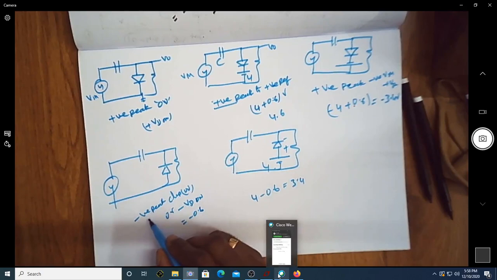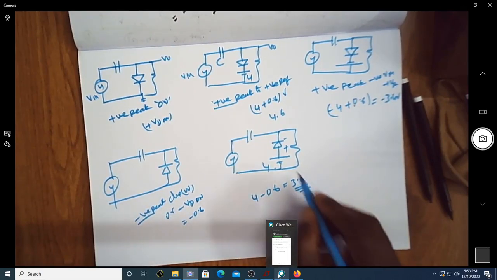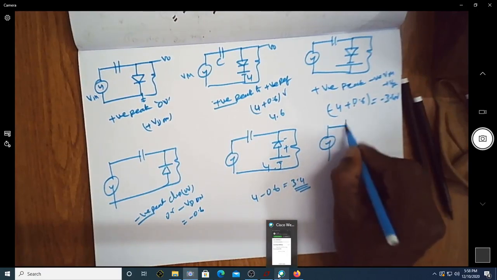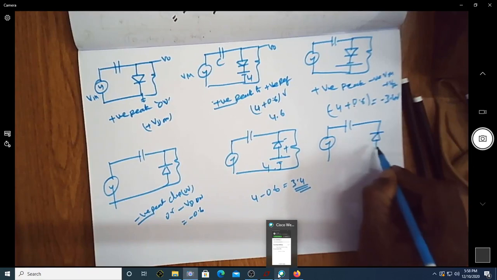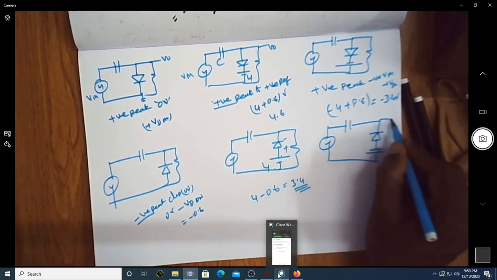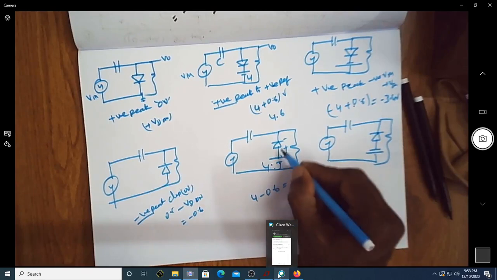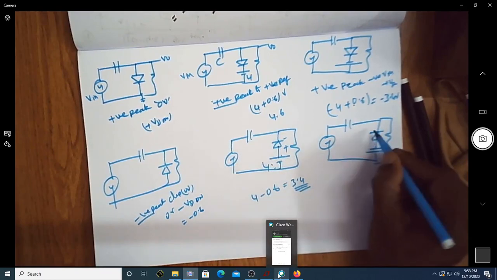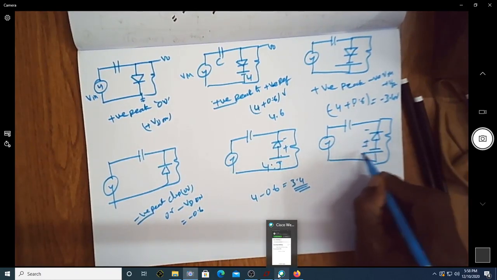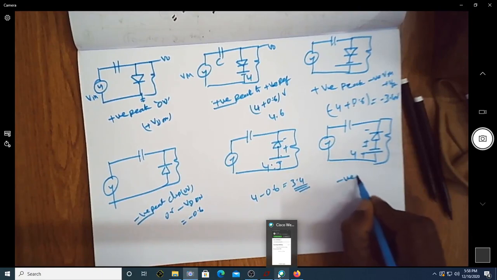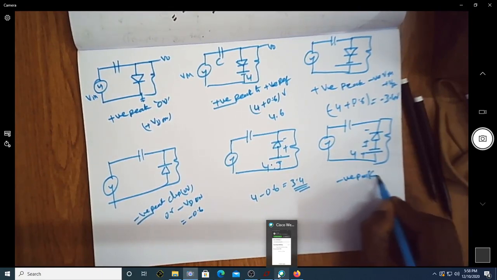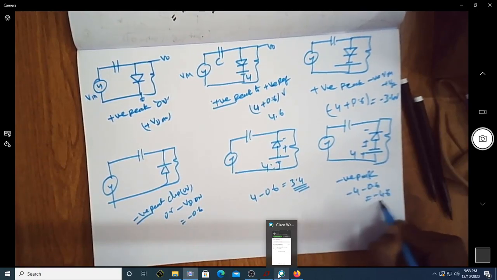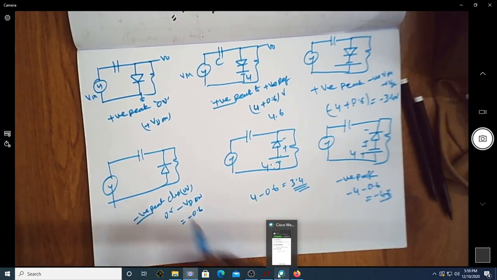What is clamped? Negative peak is clamped to 3.4 volts, because here you can see the negative peak is clamped to some positive voltage. In this case again the negative peak is clamped to some negative voltage. You can see this 4 is subtracting 0.6, that's why it is 3.4. Now because they were in opposite polarity, now it is minus plus and minus plus. If it is 4 volt, negative peak is clamped to minus 4 minus 0.6, which is minus 4.6.